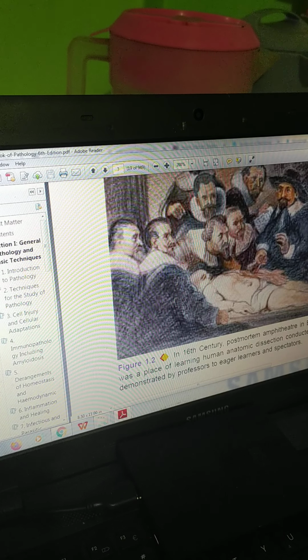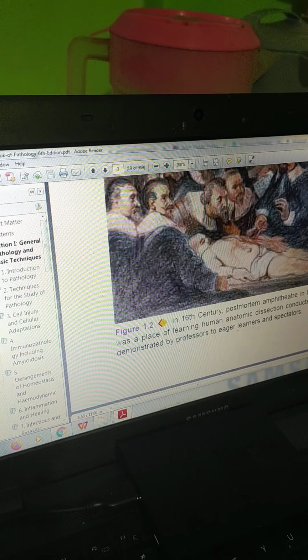A 16th century postmortem amphitheater in Europe was a place of learning human anatomic dissection, conducted and demonstrated by a professor to eager learners and spectators.